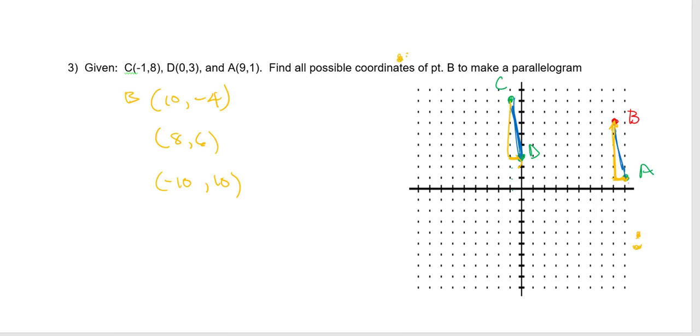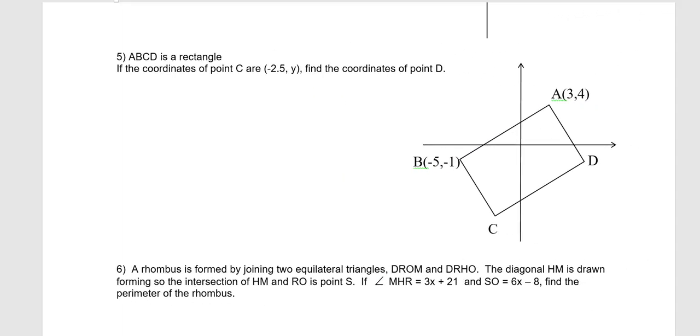Okay. Let's flip over to the backside and try a few more of these problems. All right. Okay, here we are on the backside. Let's try problem number 5 here.